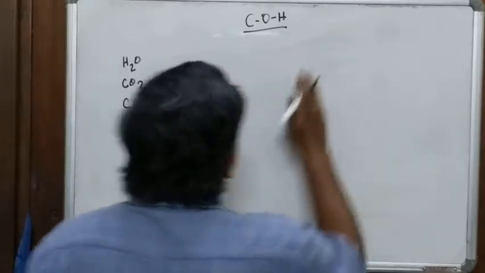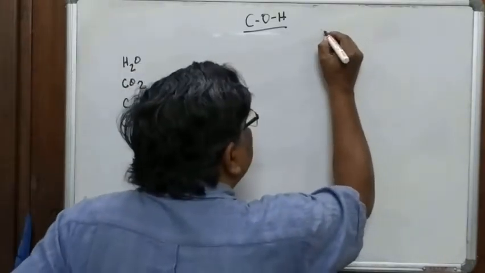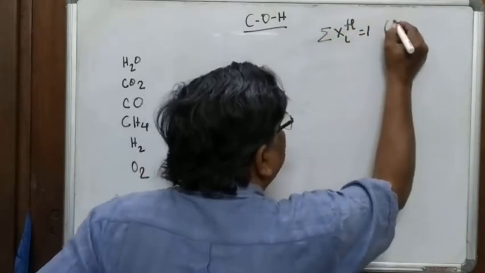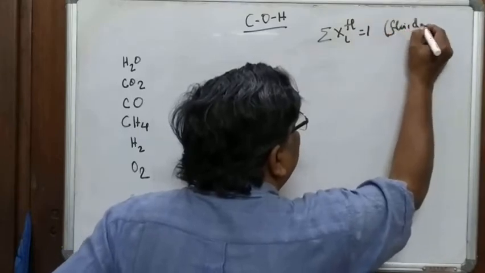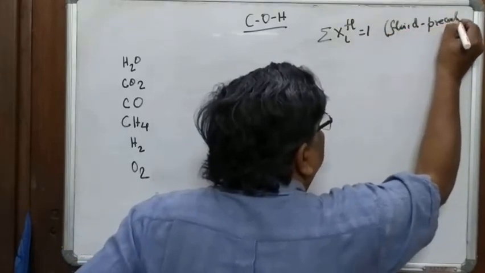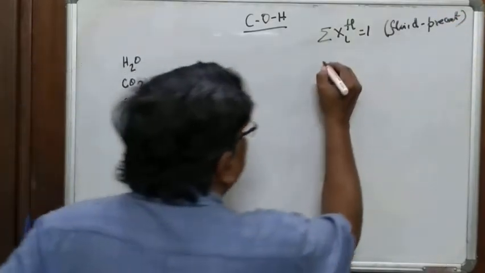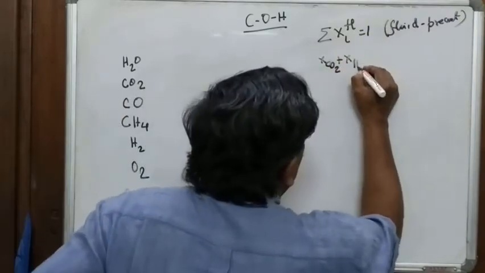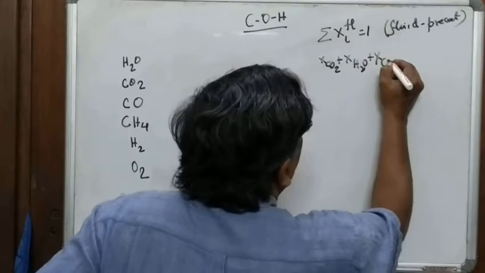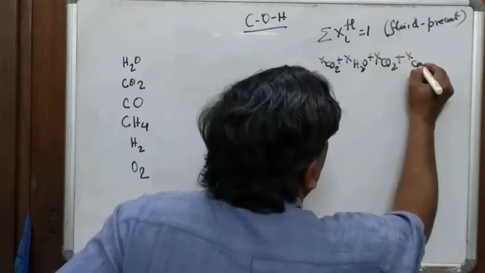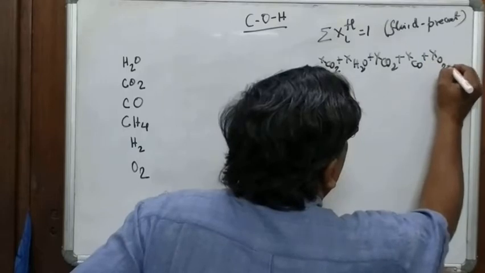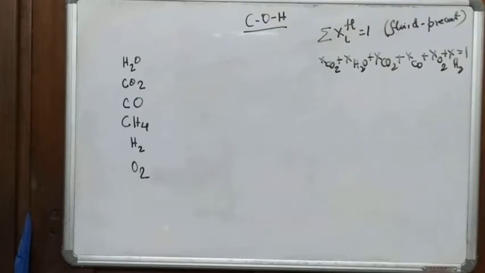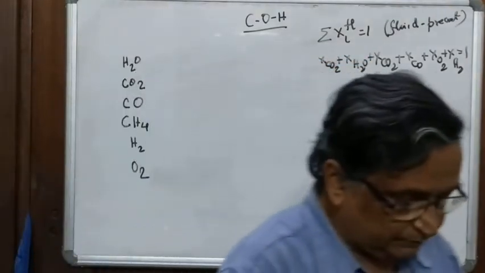And once again, we have therefore sigma xi fluid equal to 1. That's fluid present. That means XH2O plus XCO2 plus XCO plus XCH4 plus XO2 plus XH2 equal to 1. That is the idea of fluid present metamorphism.